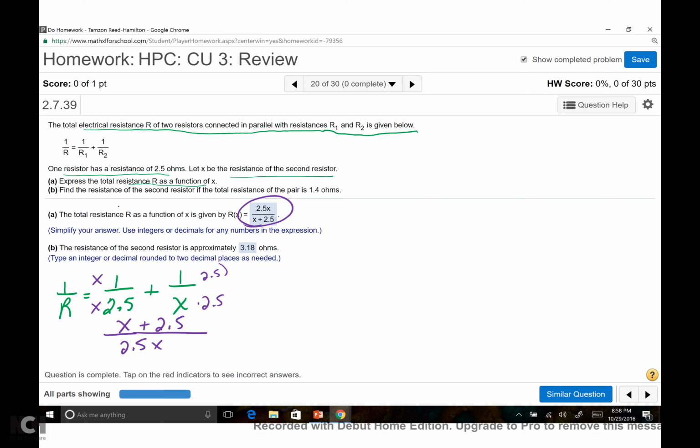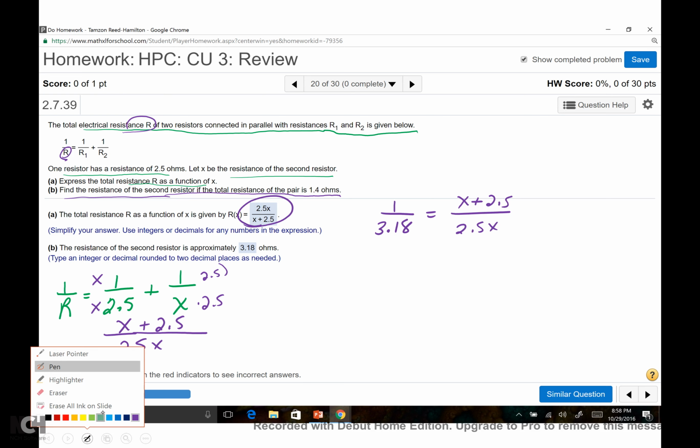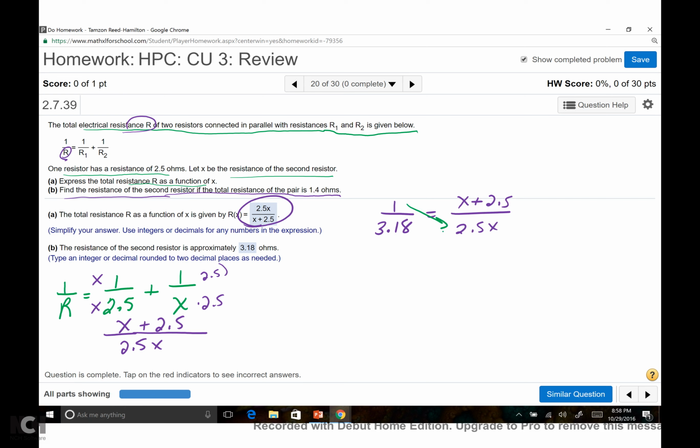Oh, I'm sorry, I didn't read. Okay, so part B says find the resistance of the second resistor if the total resistance of the pair is 1.4 ohms. And that would be where I plug it in right here. So I have 1 over 3.18 equals x plus 2.5 over 2.5x. So now we have a proportion. I mean, we could kill the fractions if you want, but multiply down: 2.5x equals 3.18 times x plus 2.5.